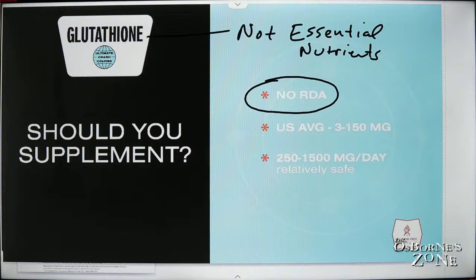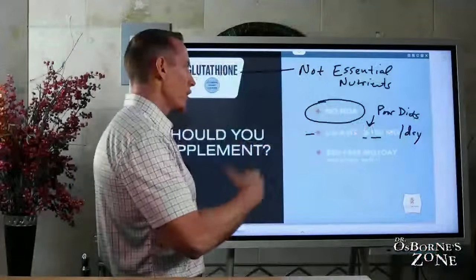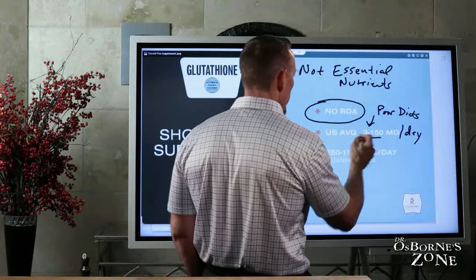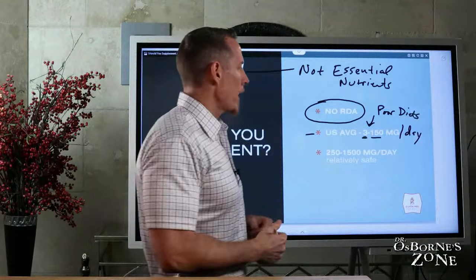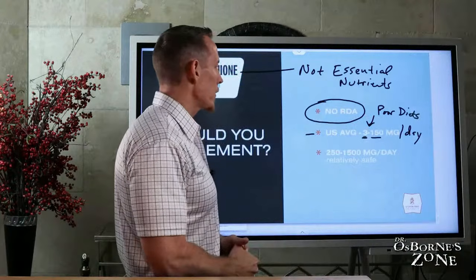The average person in the US consumes between 3 and 150 milligrams of glutathione a day. Now that's a pretty huge difference, right? I mean, this is going back to what I was saying earlier about poor diets, where there's a nutrient dense diet versus a low nutrient density diet. Those poor diets are going to contain closer to that very low glutathione content, where a nice whole foods diet is going to get you more glutathione in your day.